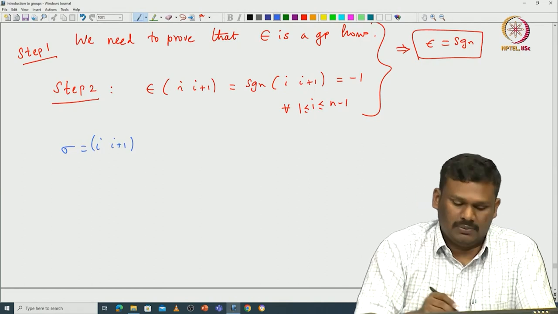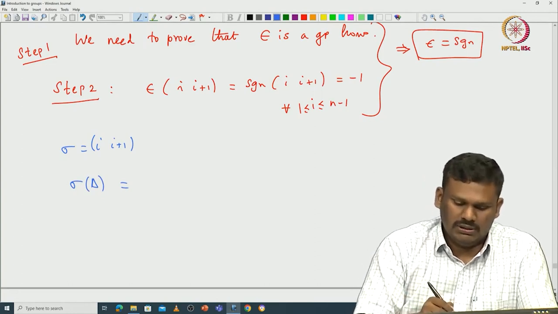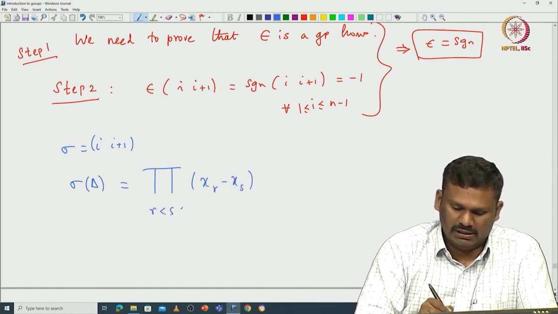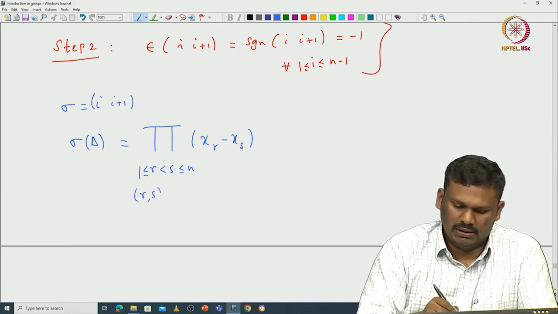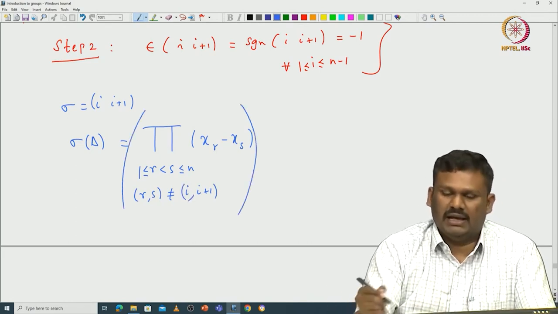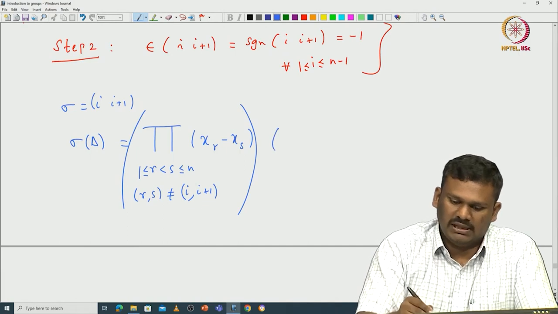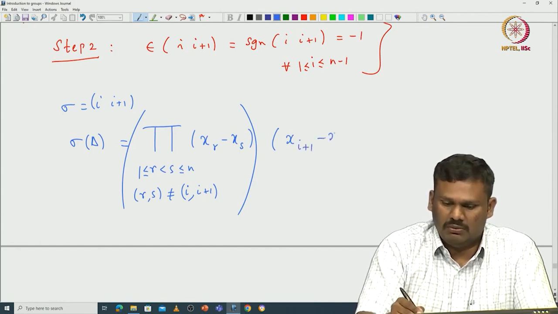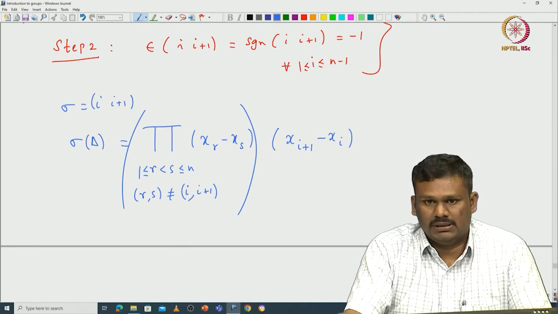If you take sigma equal to (i, i+1) and apply sigma to delta, you just keep all the products (xr minus xs), where r is less than s, greater than or equal to 1, as long as the tuple (r, s) is not (i, i+1). All these products stay as they are, because sigma only disturbs i and i+1. It just interchanges those, so it is going to give xi+1 minus xi. This is the only inversion that is possible. All other tuples stay as they are.